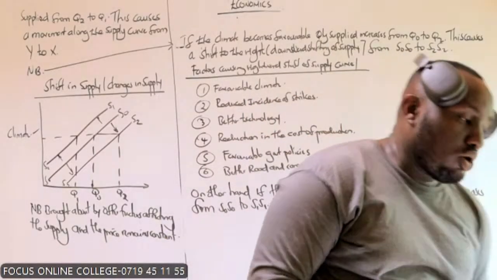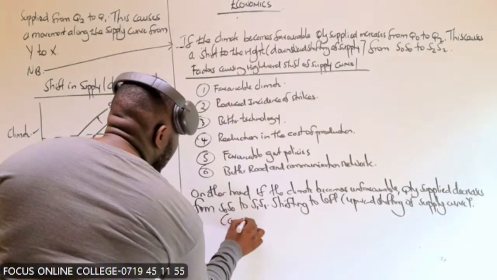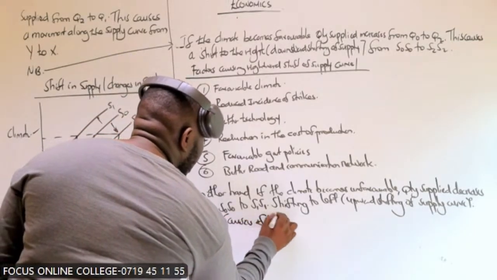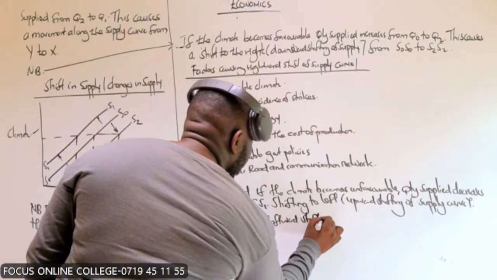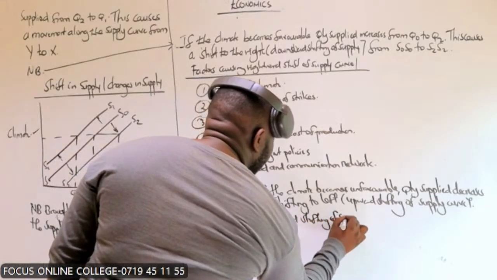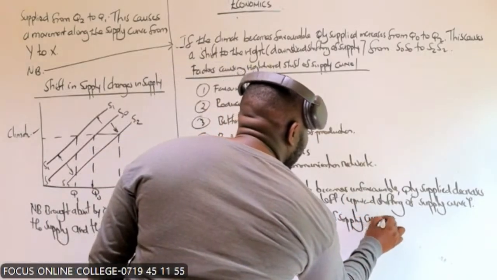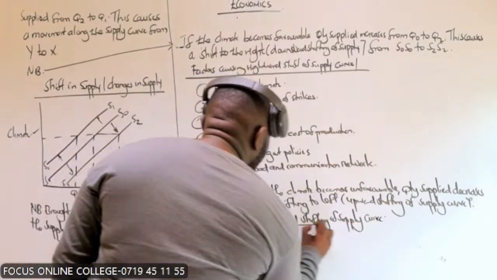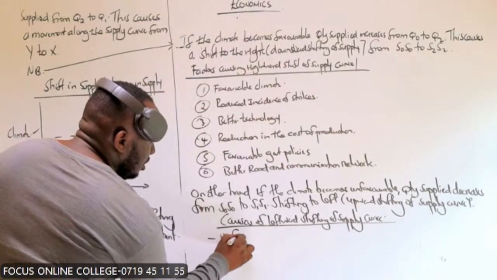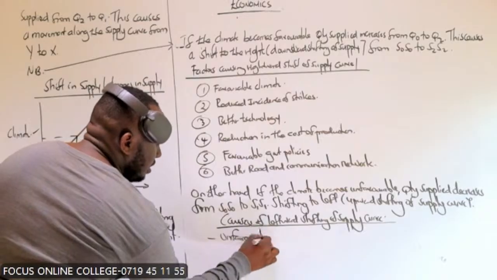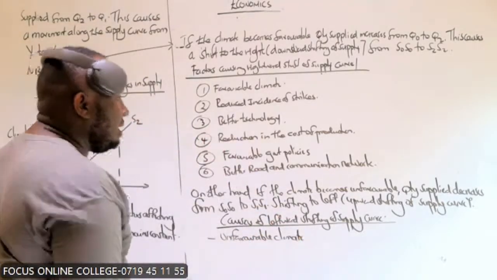So then we have causes of leftward shifting of the supply curve. What will cause the leftward shifting of the supply curve? What makes you have unfavorable climate? Based on the example, unfavorable climate.